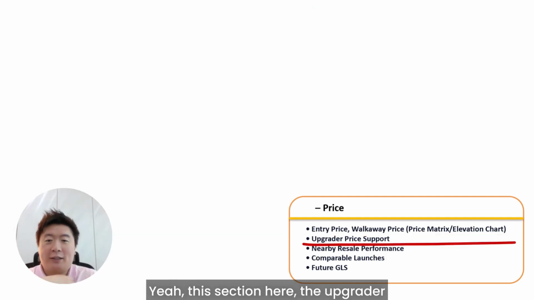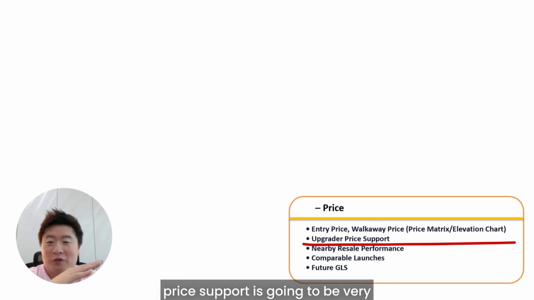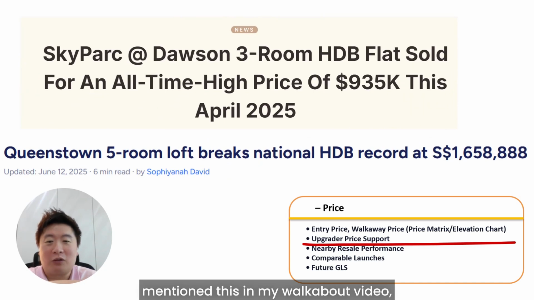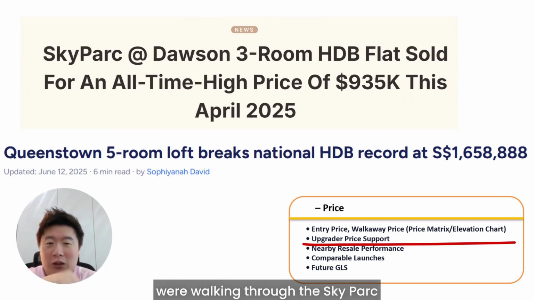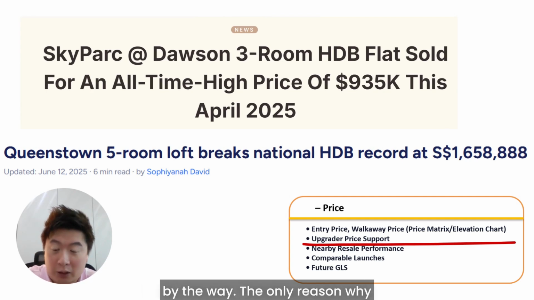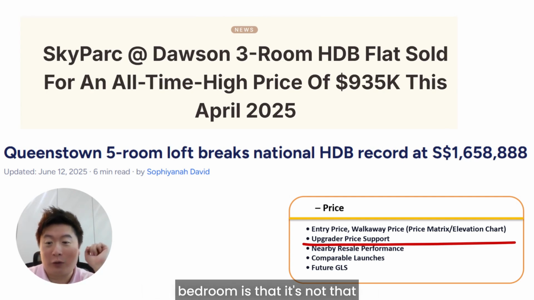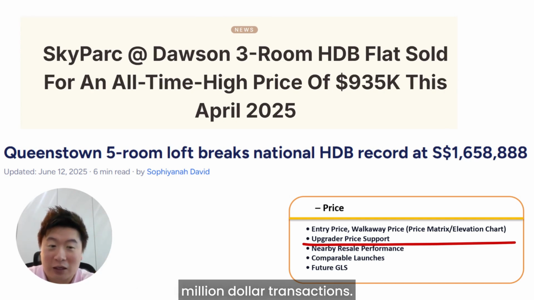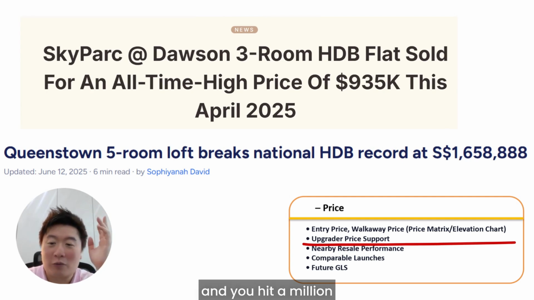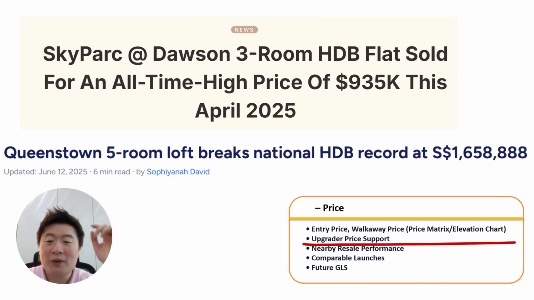Yeah. This section here, the upgraded price support, is going to be very fast as well, because I've already mentioned this in my walkabout video, in the very first video, right? When we were walking the Sky Park and Sky Terrace at Dawson area. So these are the two record breaking prices in the entire Singapore, by the way. The only reason why I didn't mention Queenstown 4 bedroom is not that Queenstown 4 bedroom didn't have million dollar transactions. It's a lot, okay? You just throw a stone and you hit a $4 million transaction in Queenstown.